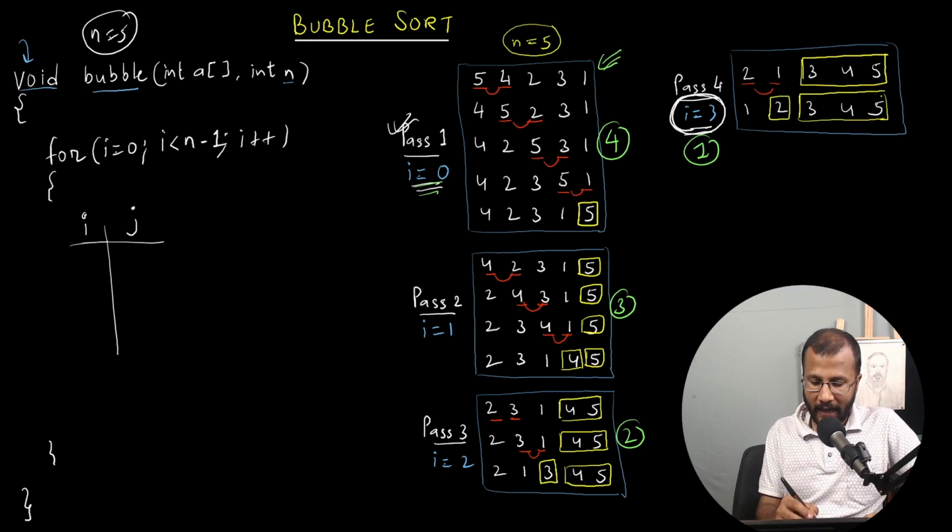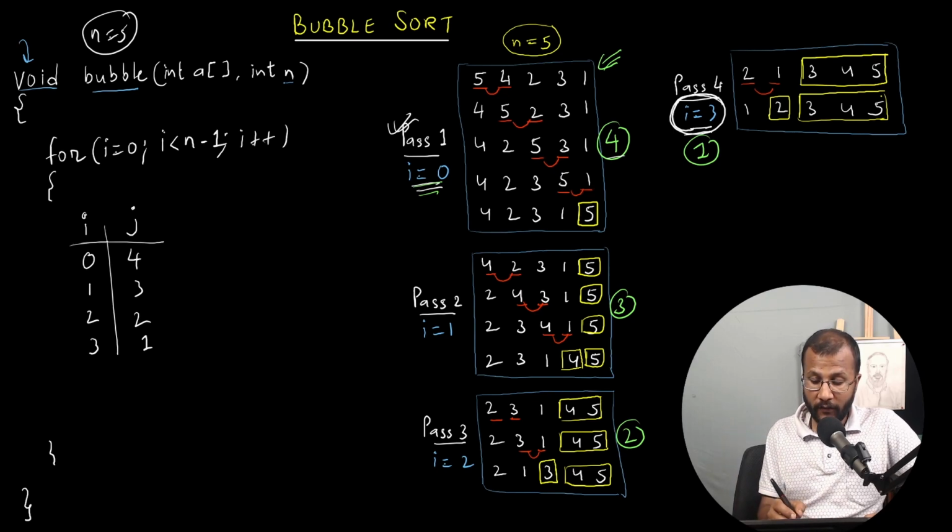At pass 1, i equals 0, pass number is 0, total number of comparisons is 4. At pass 2, i equals 1, and total number of comparisons is 3. Similarly, in pass 3, i equals 2 and total number of comparisons is 2. And finally, in the last pass, that is pass number i equals 3, that is pass 4, total number of comparisons is 1.